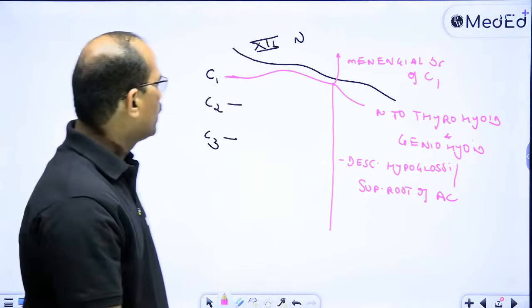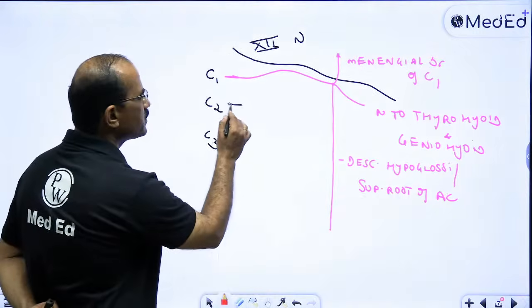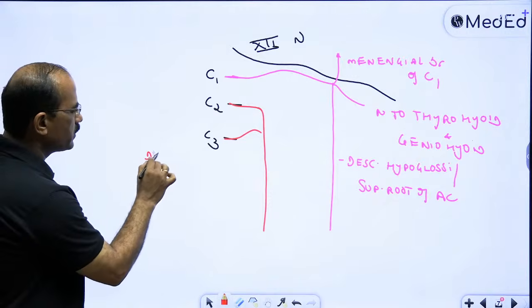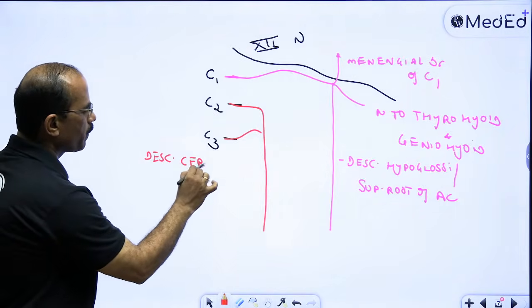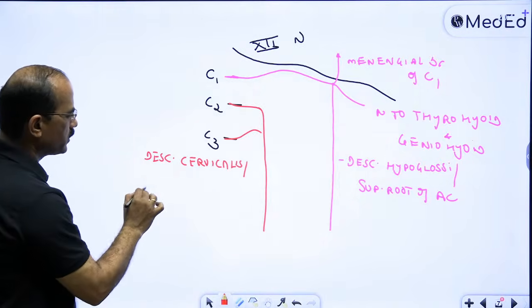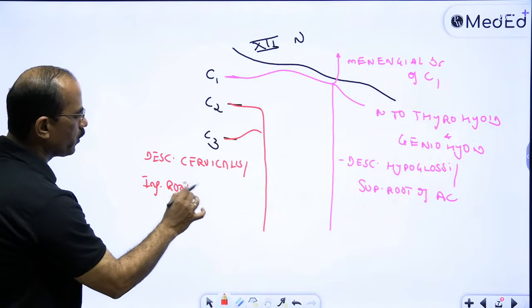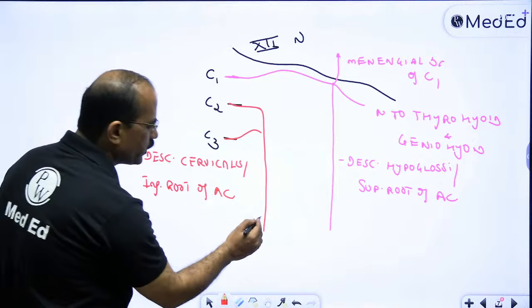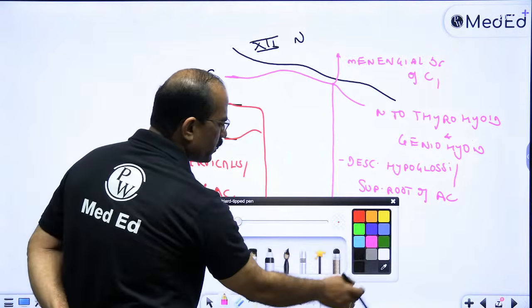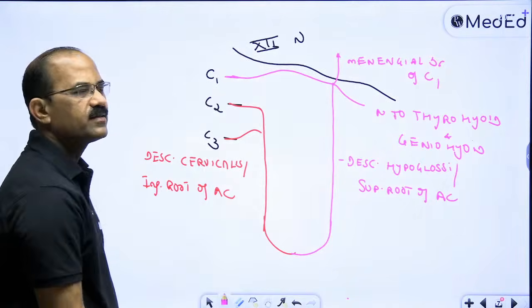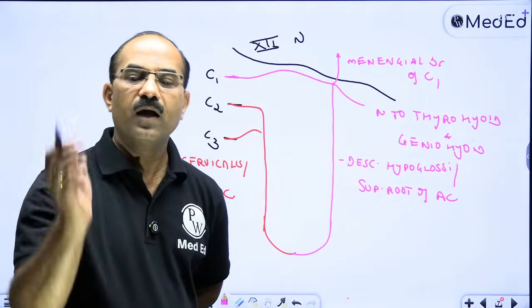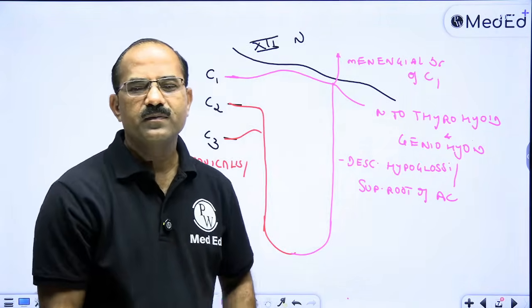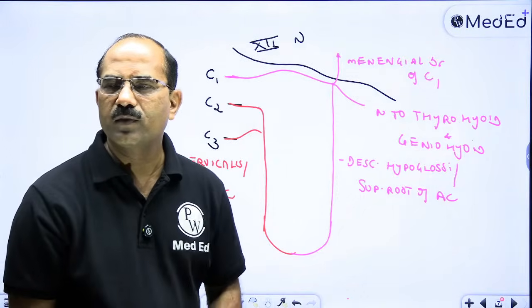Now, C2 and C3. They join together to form a nerve. This is known as the descending cervicalis, or the inferior root of Ansa cervicalis. So the inferior root comes like this, and that is the superior root. And what is this? That is the Ansa cervicalis. This is our Ansa cervicalis. Are you able to follow, children? Yes, Saurabh? Are you able to follow, all of you?